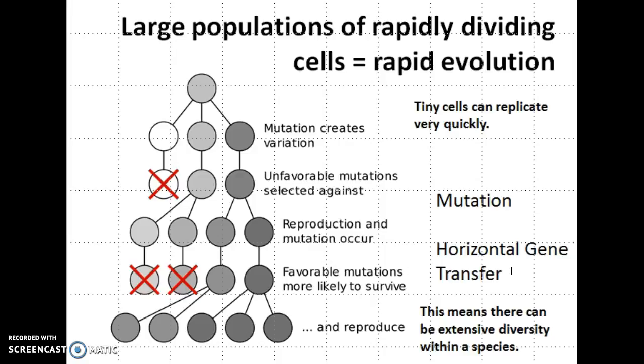If you look at a single population of the same species or even of the same strain, you can see incredible amounts of genetic variation or diversity within that population. This is one of the reasons why we can see single species possessing multiple strains, some of which are pathogenic and some of which are non-pathogenic.